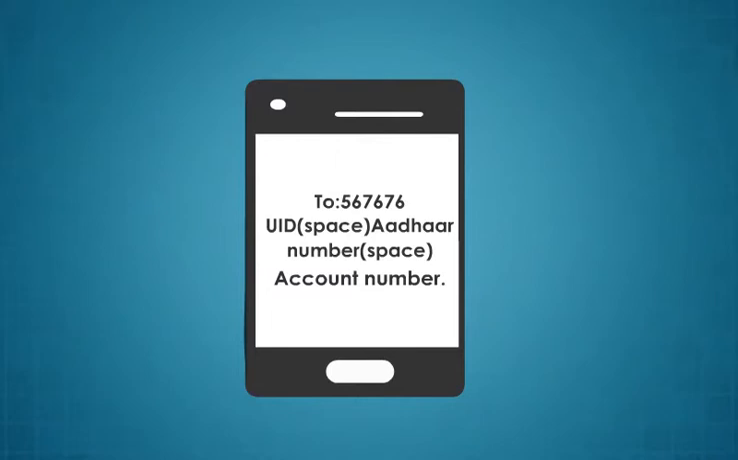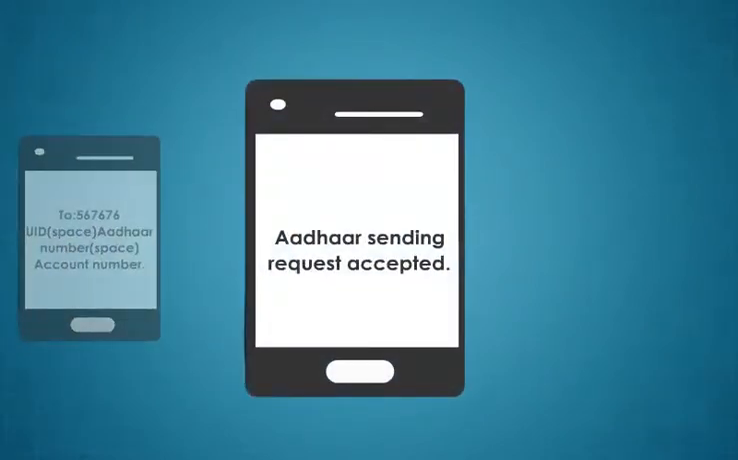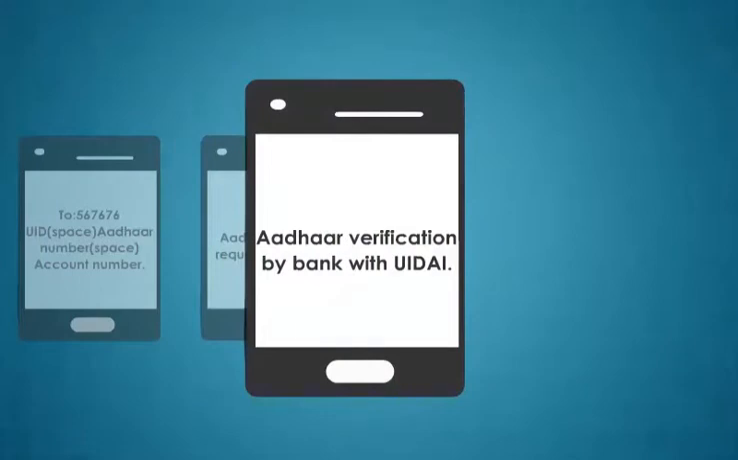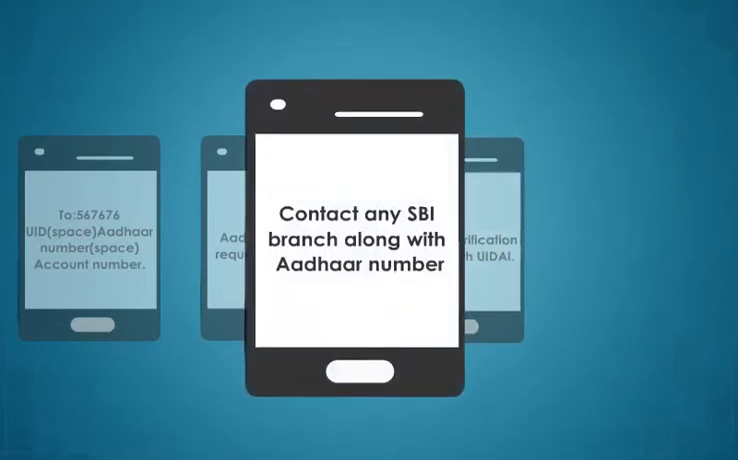If your mobile number is registered with the bank, you will receive an SMS confirmation of the seeding request. Then the Aadhaar number will be verified by the bank with UIDAI. In case it fails verification, an SMS will be sent to the customer to contact any SBI branch along with the Aadhaar number or e-Aadhaar.